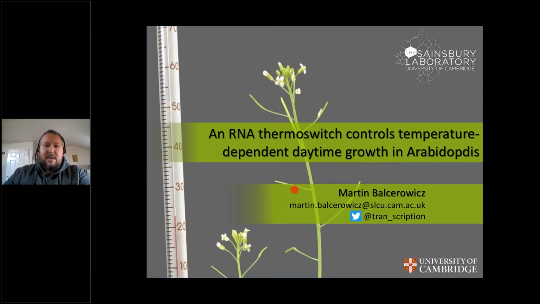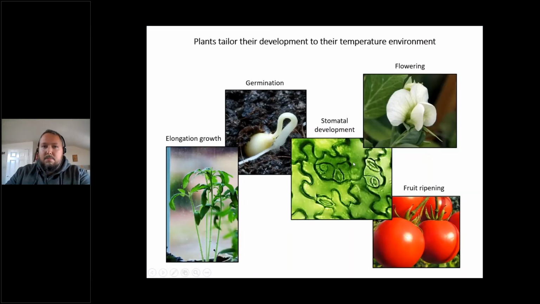But what I'm mainly interested in is actually ambient temperatures, warm ambient temperatures, such as you may observe on warm summer days, and how they impact not plant physiology, but plant growth.